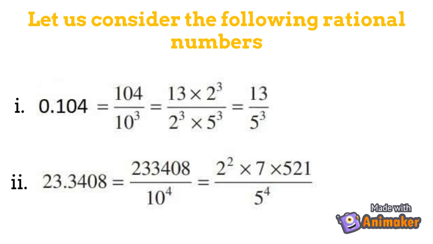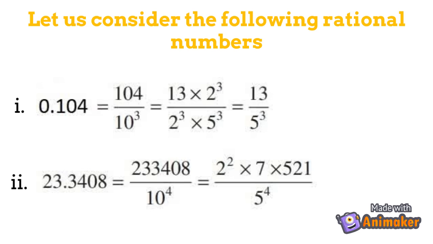So after factorizing 104, we get 13 into 2 to the power 3, and after factorizing 10 to the power 3, 10 to the power 3 is what? 10 to the power 3 means 1000. So after taking out the factors of 10 to the power 3, what do we get? We get 2 to the power 3 into 5 to the power 3. And in the numerator and denominator, 2 to the power 3 and 2 to the power 3, we can cancel them, right? So what result do we get? We get 13 by 5 to the power 3.